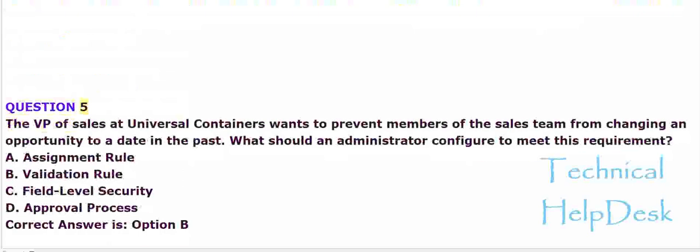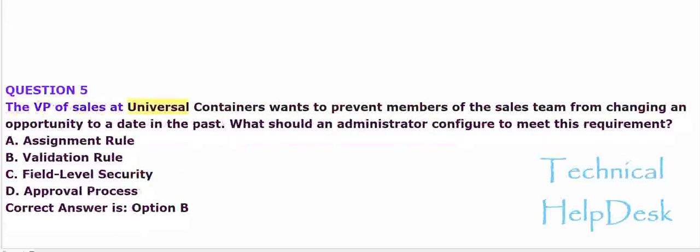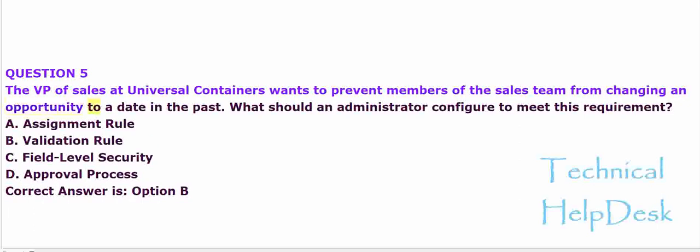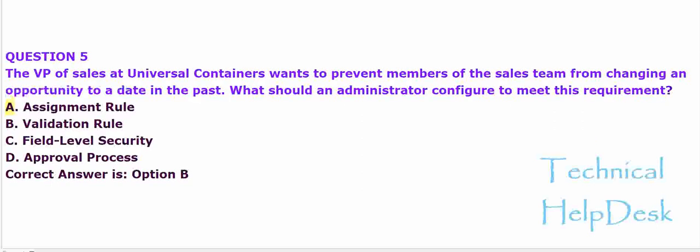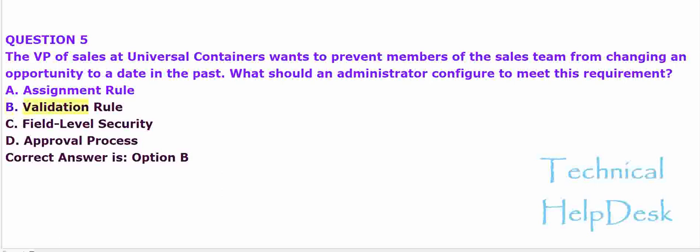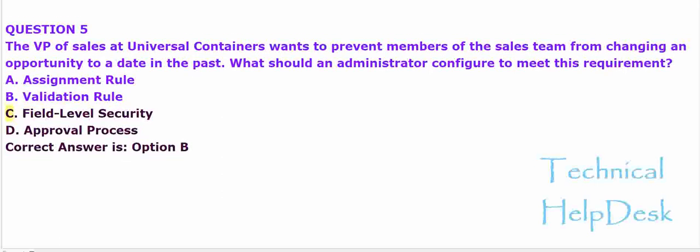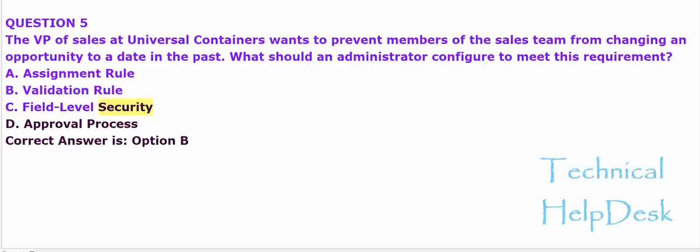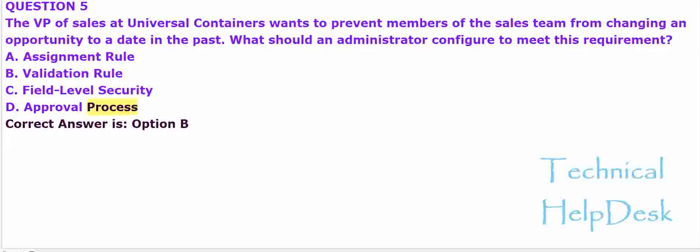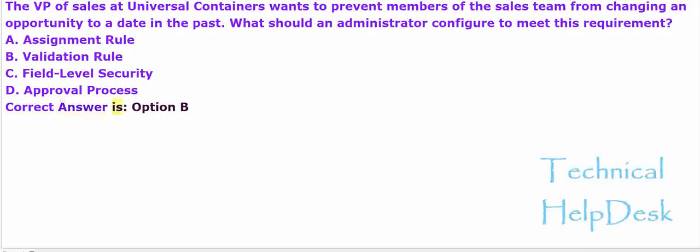Question 5. The VP of Sales at Universal Containers wants to prevent members of the sales team from changing an opportunity to a date in the past. What should an administrator configure to meet this requirement? A. Assignment rule. B. Validation rule. C. Field level security. D. Approval process. Correct answer is option B.